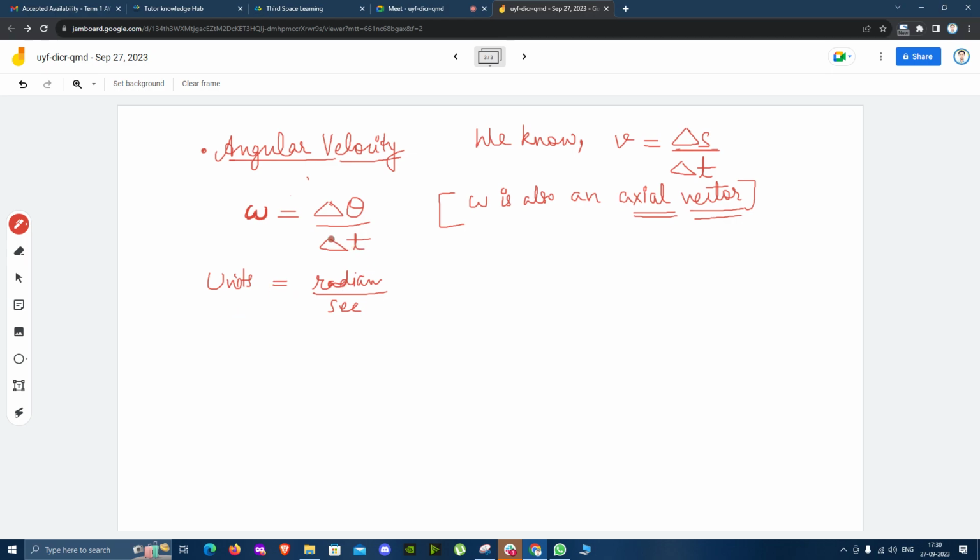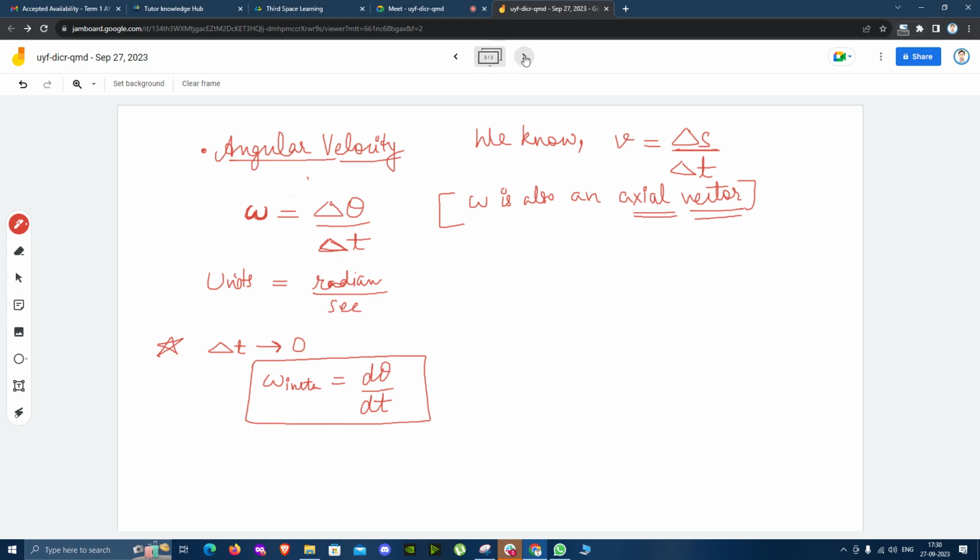Let's say we want to find the angular velocity for a particular instant of time, for a very, very small time, where delta t approaches 0. You don't want to find it for a time period, you want to find angular velocity for an instant of time. In that case, omega instantaneous will be equal to d theta by dt. Just like instantaneous velocity, this is instantaneous angular velocity, d theta by dt.